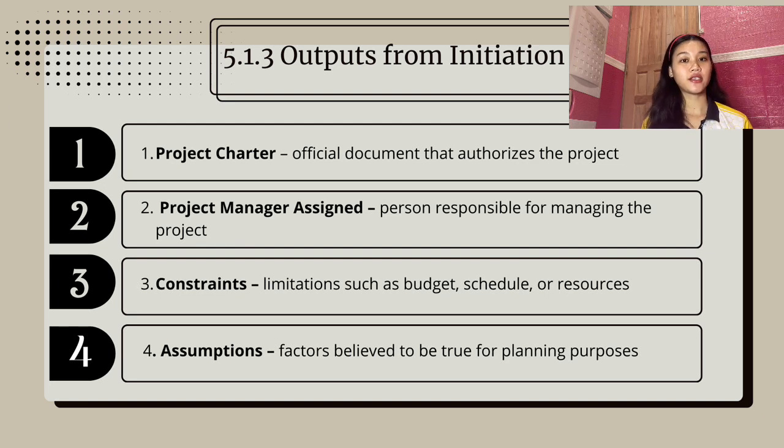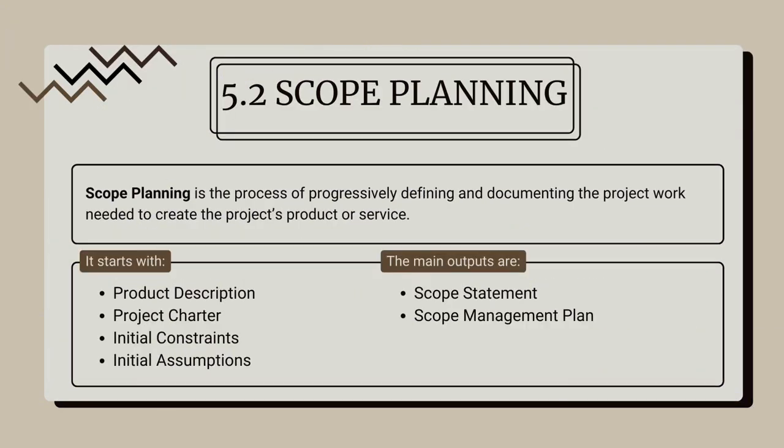Third are constraints, which are limitations such as budget, time, or available resources. Lastly, there are assumptions, which are factors believed to be true during planning even though they may not be fully confirmed. The most important output of initiation is the project charter because it formally authorizes the project and gives the project manager authority to manage it.